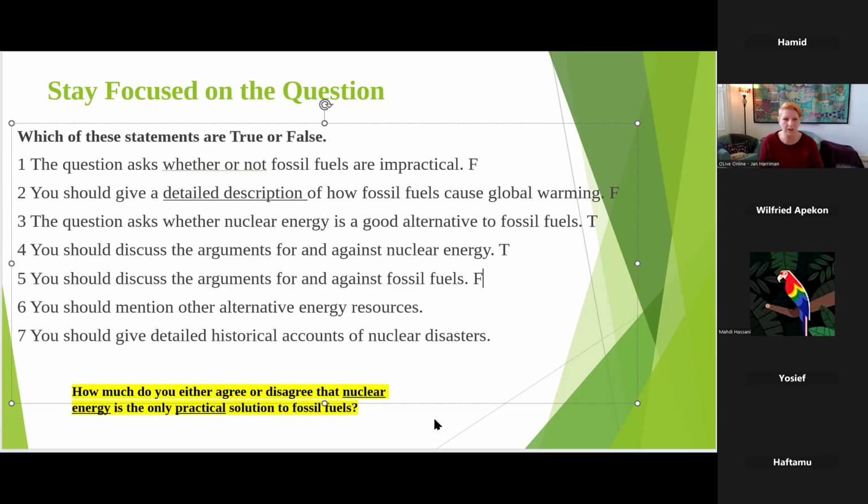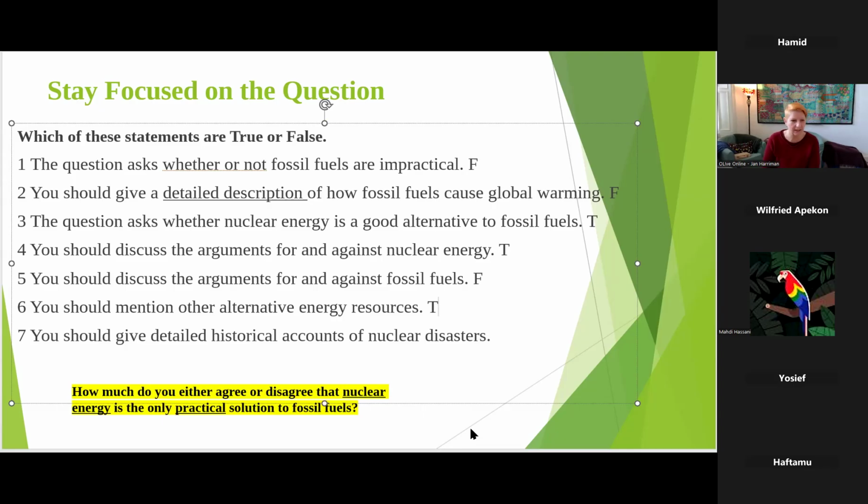You should mention other alternative energy sources. True or false? True. What we're going to be doing is comparing nuclear energy to other alternative energy sources to determine which one is the most practical. Is nuclear the only practical one, or are other ones also practical?